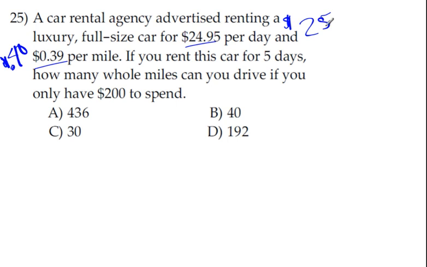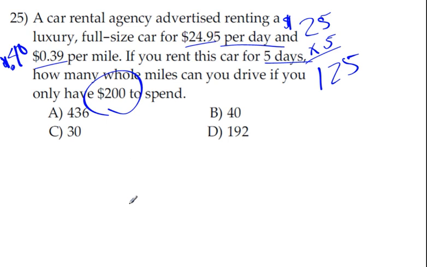Alright, so we got $25 per day. How many days? 5. So 25 times 5 is going to get me 125. We only have 200 to spend, so 200 minus 125 leaves us with $75 left. That's how much we have to spend per mile. It's asking us how many miles we can drive. So which one of these times 40 cents is going to make 75?